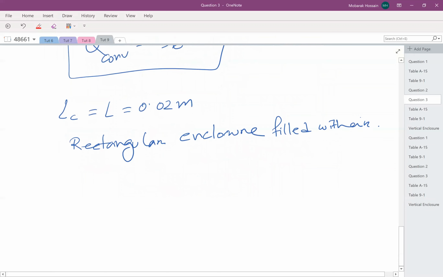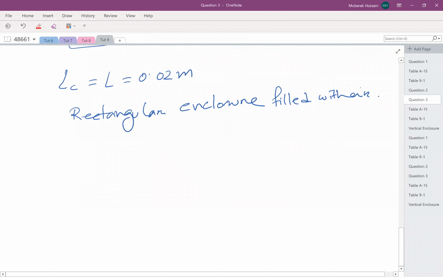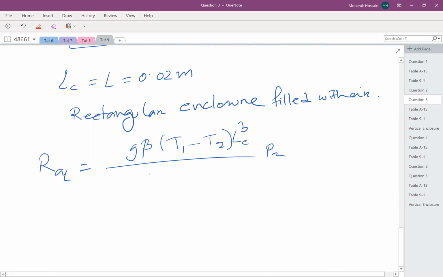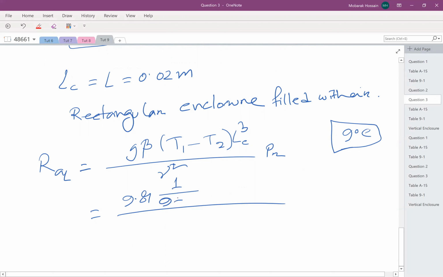Okay, now based on this characteristic length, we will calculate again the Rayleigh number, with the same formula. Now, the temperature between the inner glass and the outer glass, and the characteristic length cubed, Prandtl number over the viscosity, and these properties at 9 degrees Celsius. We already calculated, we will collect these properties. We'll use the 9 degrees. So here is 9.81. So 1 over 9 plus 273 will give us the beta.